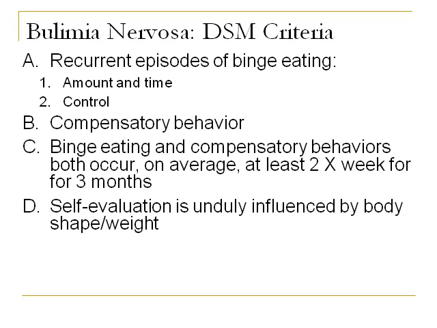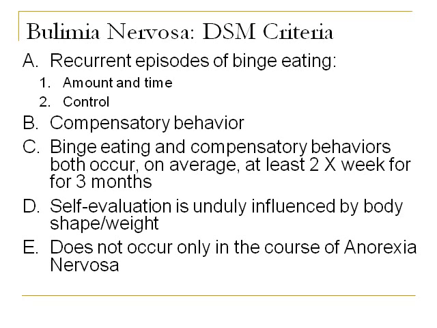Criterion D should look familiar. It's part of criterion C for anorexia nervosa, right? Self-evaluation is unduly influenced by body shape or weight. So same thing we talked about before. Now, importantly, criterion E. These symptoms do not occur only in the course of anorexia nervosa. Right? So if you have anorexia nervosa and you binge and you purge, it's anorexia nervosa binge purge subtype. It's not bulimia nervosa, right?